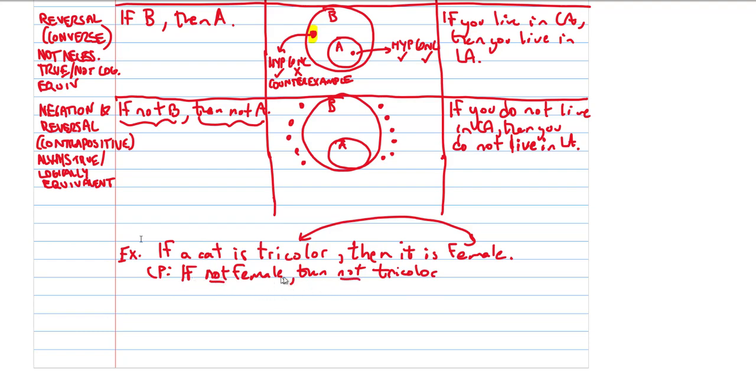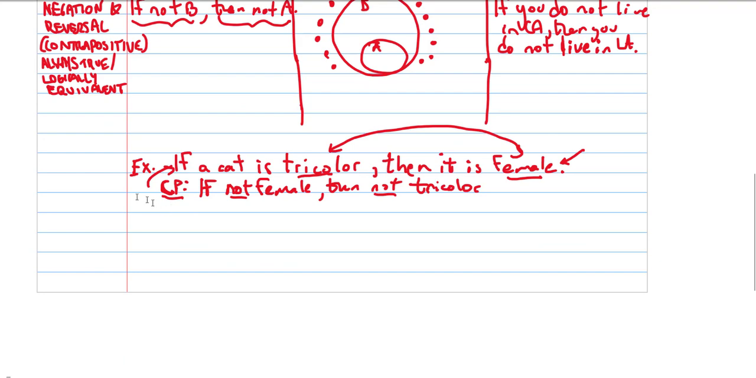So if not female, then not tricolor is the contrapositive of that original statement, and the contrapositive is the only statement that is logically equivalent to the original statement. So something like if the cat is not female, then the cat is not tricolor would be the answer to a question that asked about logical equivalency. Now, just to hammer these points home, especially the point about the contrapositive, how to form it, let's do a couple more examples.